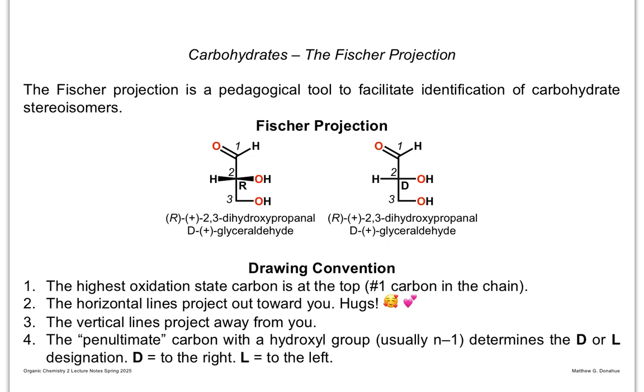So again, to review, the highest oxidized carbon is always at the top. So that's typically your number 1 carbon. The horizontal lines are hugging you. The vertical lines are running away from you. And then the penultimate carbon, so that's N-1, that determines whether it's D or L. So D to the right, L to the left.